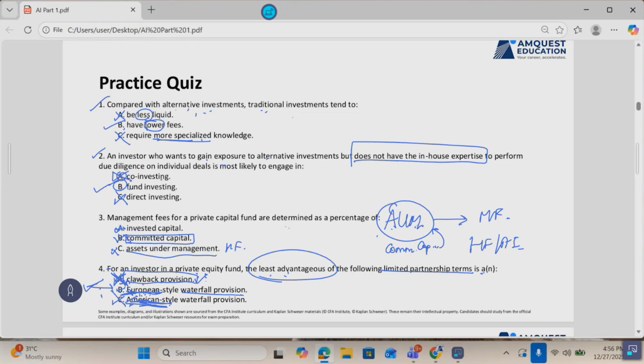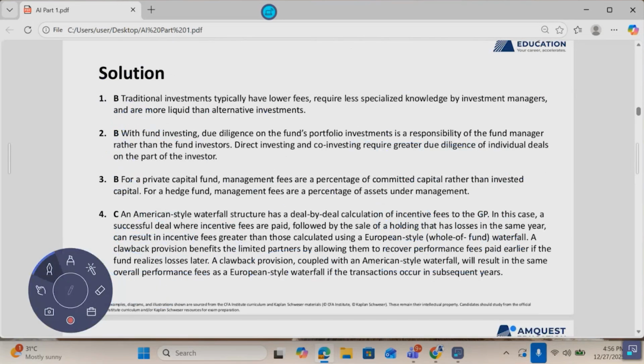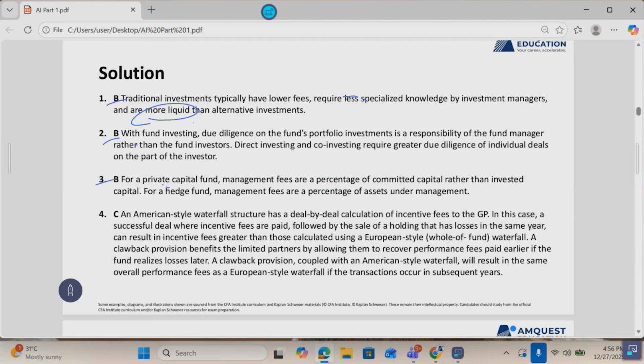Let us please see the explanations also. So traditional obviously requires low fees, low knowledge, less specialized, and therefore it is also more liquid. Okay. We discussed due diligence, review. Private capital, we discussed, is based on committed capital, similar to assets under management for a hedge fund. And in 4, read this American style waterfall.